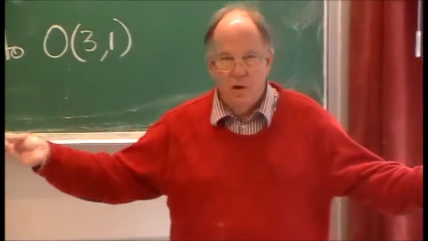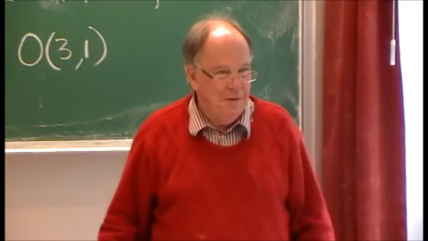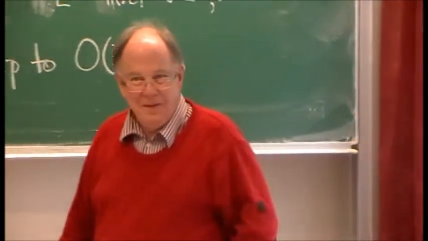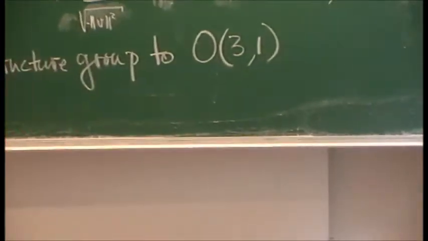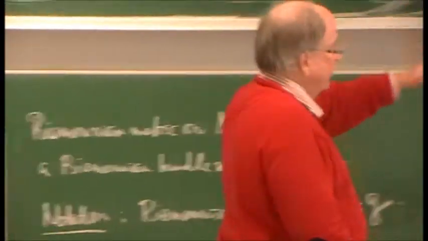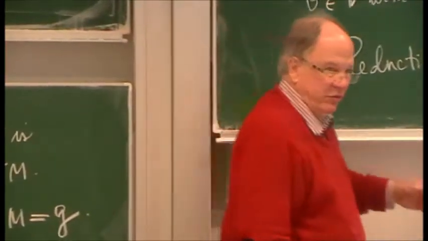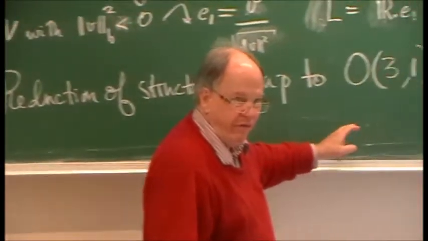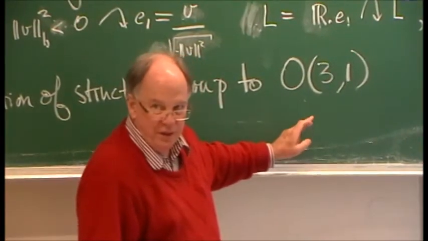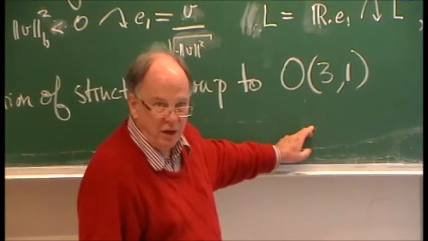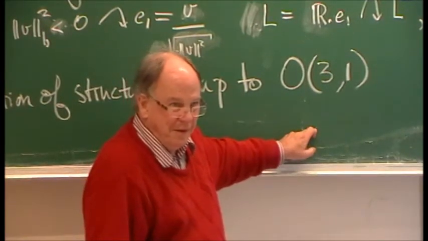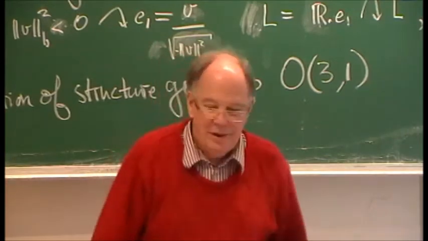It makes sense. It's the orthogonal group of isometries of the standard form of signature 31. So you see all of this structure always goes back and forth with reductions of structure group. By the way, for the fans of Lie group theory, this is the standard choice of the maximal compact subgroup. In this context.